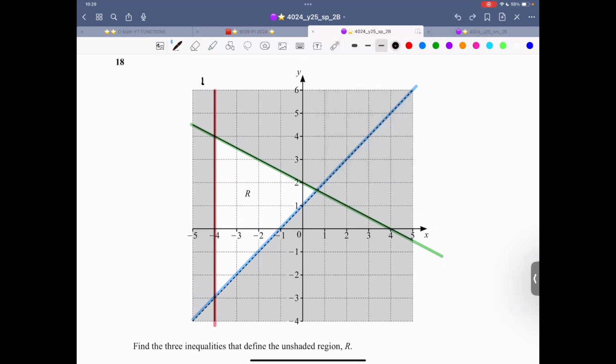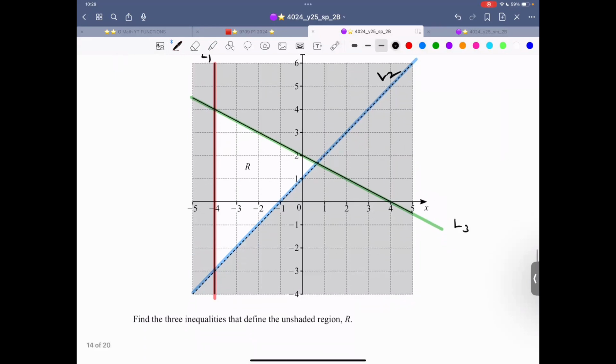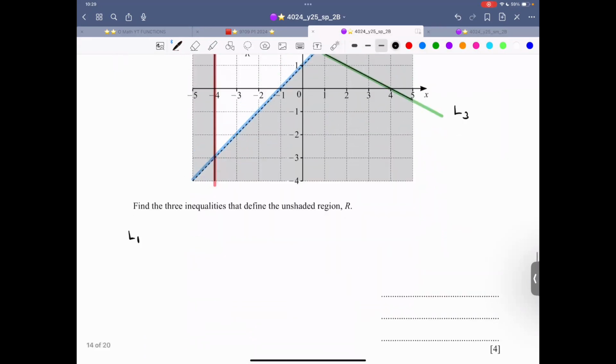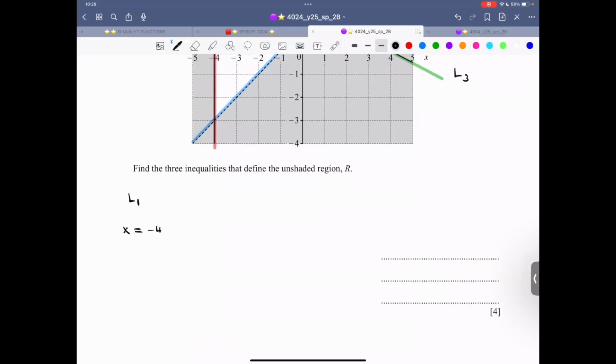So now, first of all, the red one, L1. Hold for a second. This is L1, that's the red one. Blue one is L2, green one is L3. L1 is a vertical line, x is equal to -4. First, the equation, and then I'll convert it into an inequality.